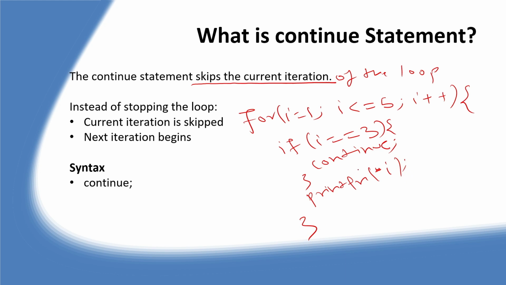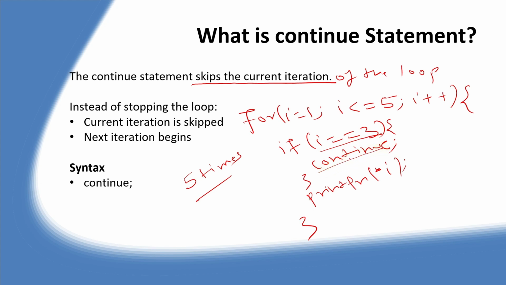So in this example, we are iterating a for loop with i equal to 1 to 5. That means this loop will iterate 5 times. On the third iteration, we have added one condition. On the third iteration, we have used the continue statement.